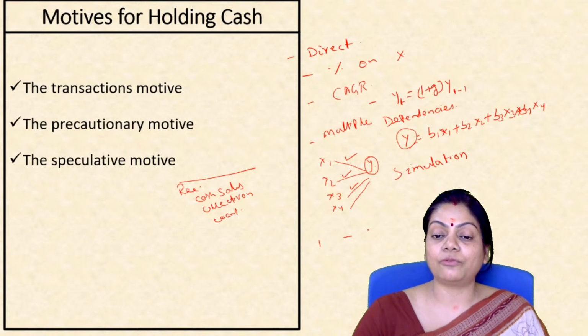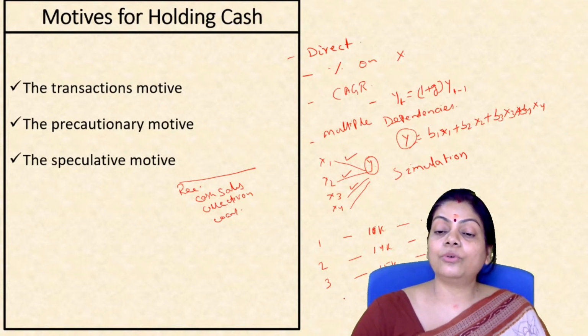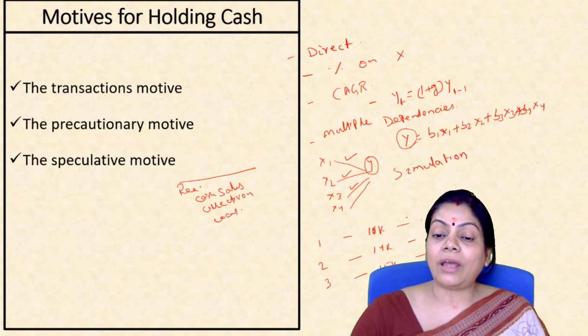Let us say my cash flow will be 10,000 if scenario 1 happens, and the probability of that is 0.2. If the second event happens, my cash flow will be, let us say, 14,000, and the probability is 0.3. If the third scenario happens, my cash flow will be 15,000, whose probability is 0.5. So now I have 3 scenarios, and these are my 3 cash flows.